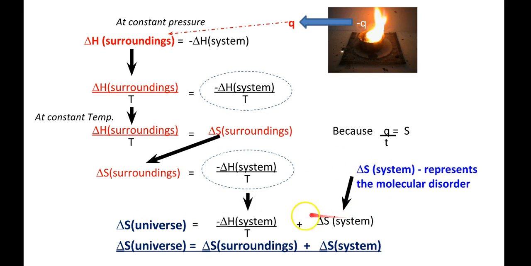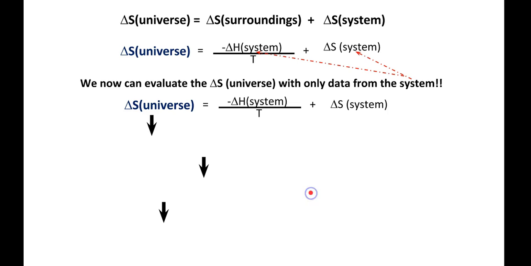This is the molecular disorder we get from the tablature. So what do we have? The delta S of the universe is equal to the delta S of the surroundings plus the system. Yes, the second law of thermodynamics states it has to increase. But to know if something is spontaneous, I need to understand that I can really only measure the system. So at constant pressure and constant temperature, I can do this.